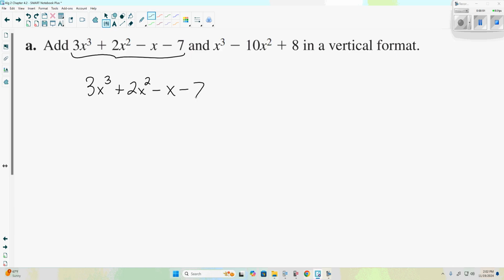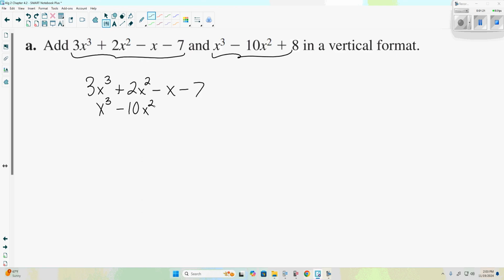Now, if there's any gaps, any of them that are missing, we can leave a spot or plug it in as 0. Because if they gave us the x cubed term but no x squared term, we leave a space. Just because, again, if the other one has x squared, we need it to line up. Because if we look at the other expression, we do have x cubed, and we're going to put it under the x cubed term. Our negative 10x squared is going to go underneath our 2x squared.